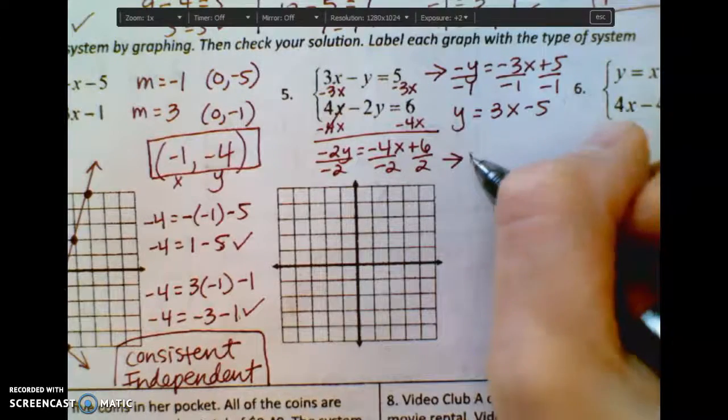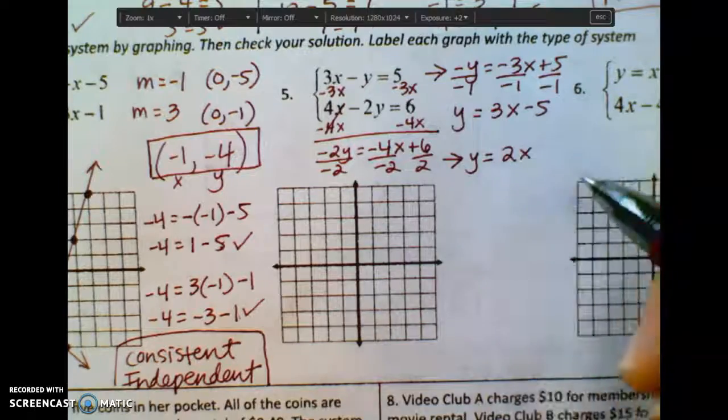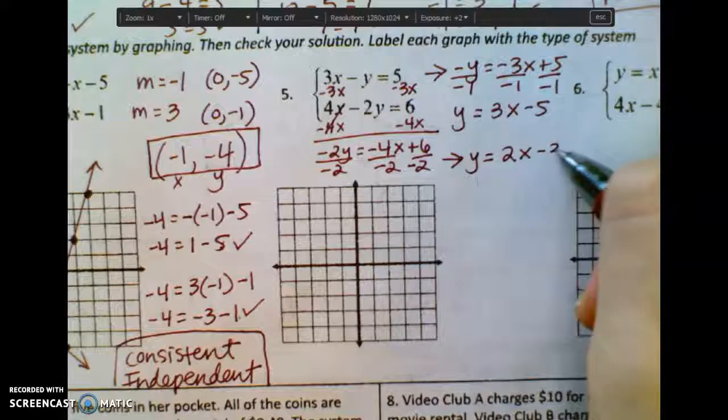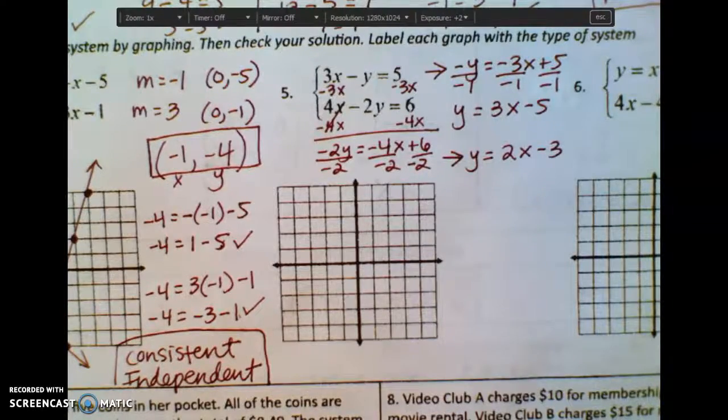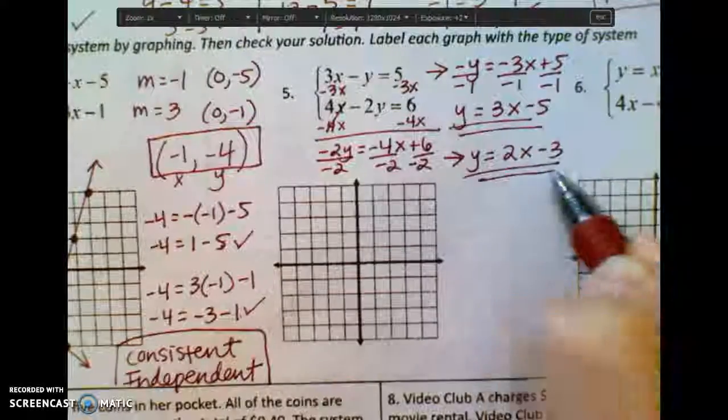And I will have y equals, well, negative 4 over negative 2 is positive 2. Oops, that should be a negative. And 6 divided by negative 2 is negative 3. So I put these equations into slope-intercept form. There's one, there's the other.